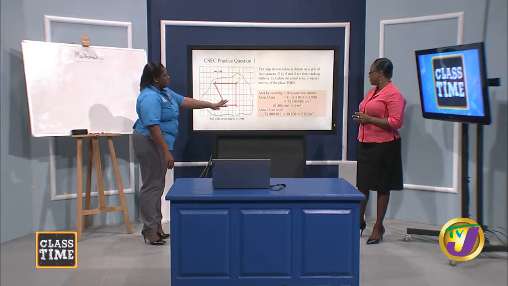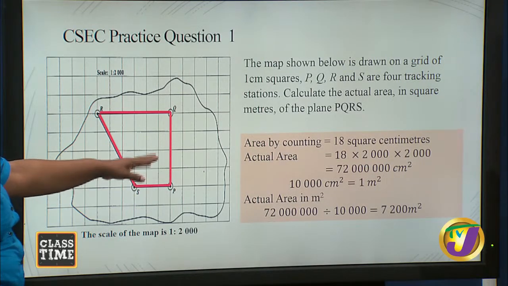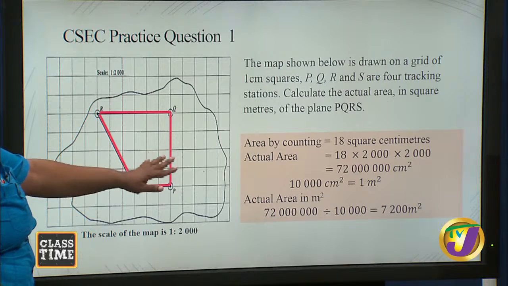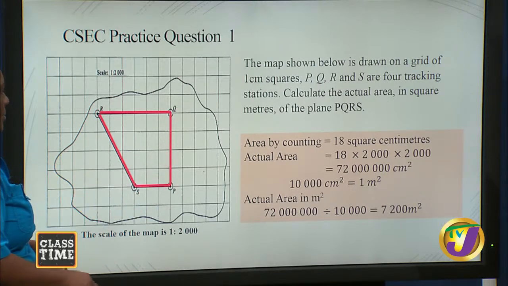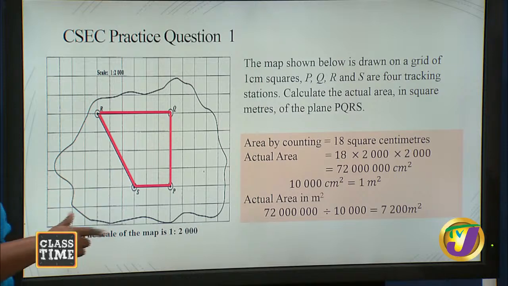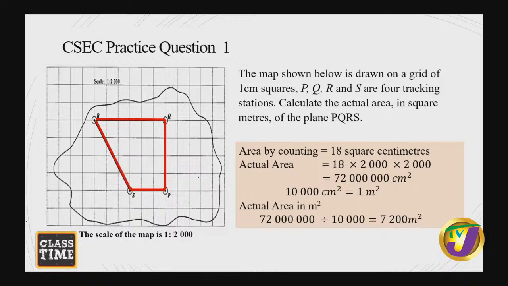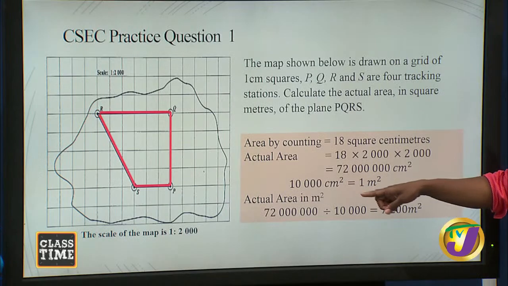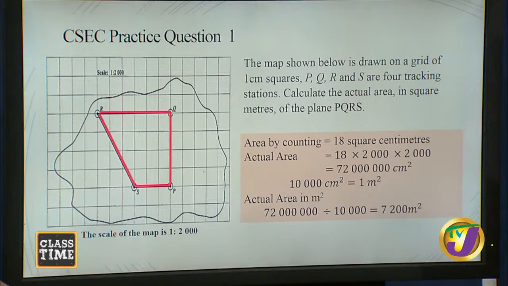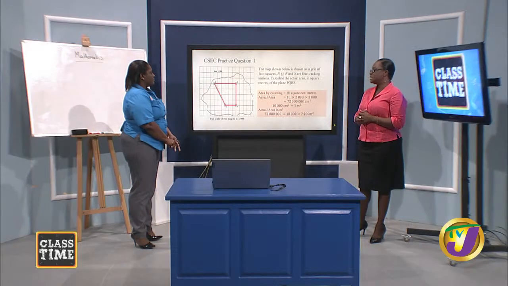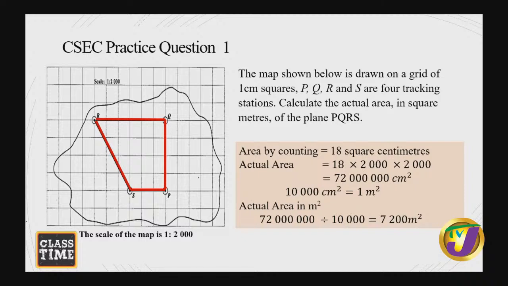So for this information that's there, it's for every square centimeter. For every 10,000 square centimeters, it is 1 square meter. And they want us to find the actual area in square meters. So again, we're doing our conversion, we're doing our division. We have 72 million divided by 10,000, and we saw where the 10,000 came from, because 10,000 square centimeters would give us 1 square meter. Whenever we do that calculation, we see that we have 7,200 square meters.